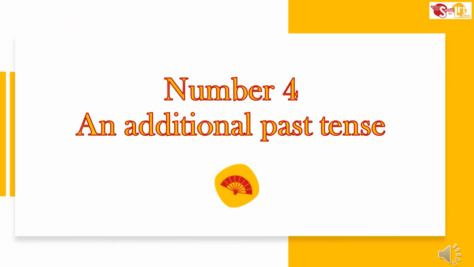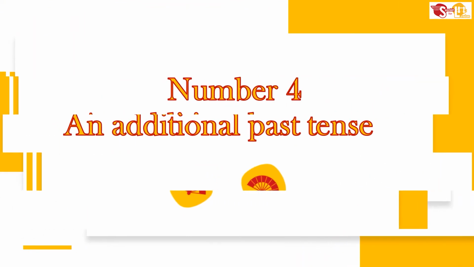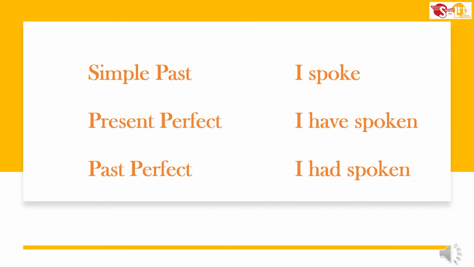Number four, an additional past tense. In English, we have three past or preterite tenses. Past and preterite are synonyms. And yes, the present perfect tense is a past tense. The name is a little misleading, but the thing is that it refers to a past action whose consequences are still present. Example, I have spoken with Mary yesterday, and now we agree. Hence the name of present perfect for this past tense.